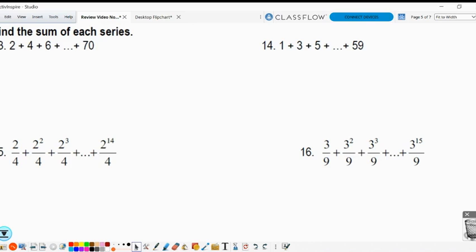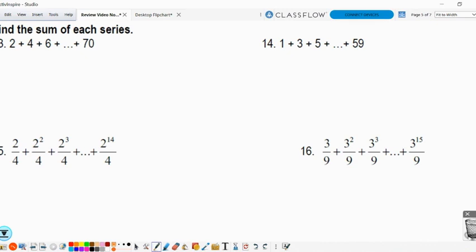Looking at the pattern we observe in number 13, we can see that this is arithmetic because we're adding 2 every time. So we know that the first term is 2. The common difference is also 2. And that the last term in the series we're adding is 70, but we need to know its position. We need to know how many terms we are adding together.